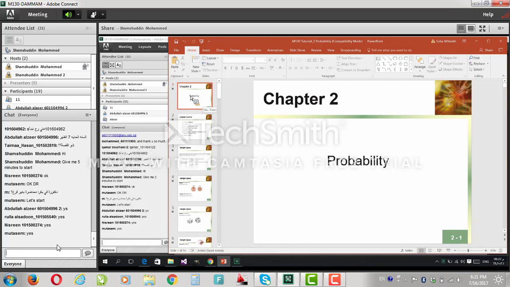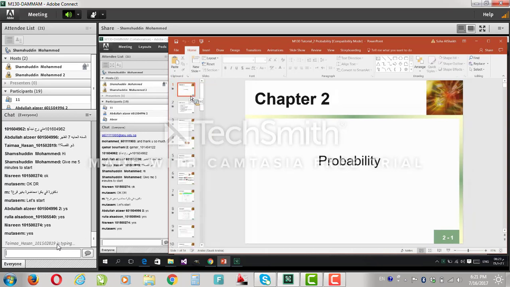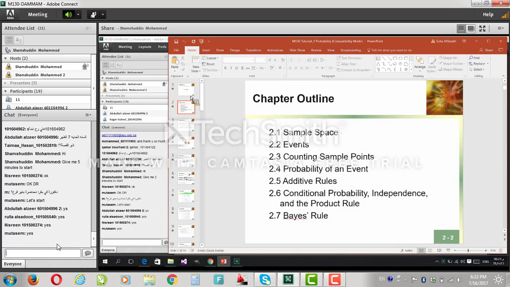Today's lecture is about probability. Let's start with the definition. We'll talk first about the definition of the sample space. Next, we will define what we call the event. Then the counting of sample points and probability of an event, the additive rule, then conditional probability, independence, and the product rule. The last thing we'll talk about is the Bayes rule. We're not going to cover everything today. We will cover the first parts, and the rest, inshallah, we will cover once we finish that.